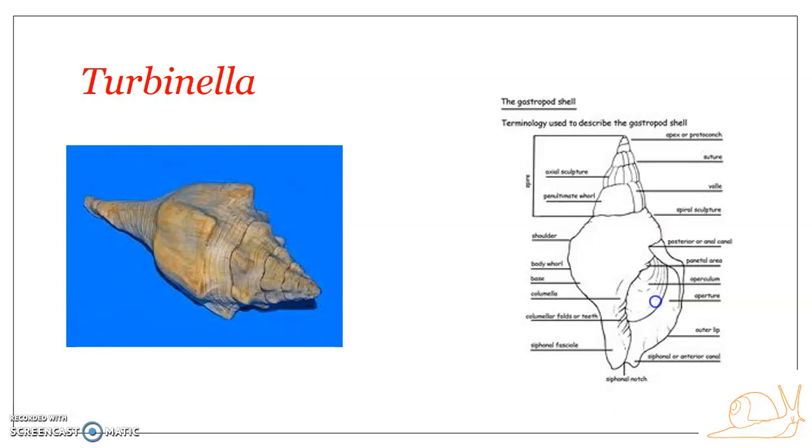The sexes here are separate, that is male and female individuals are found, and the development is indirect with very specific larval stages. In the case of Turbinella, we can see it has a trochophore larva and veliger larva. Okay, the shank shell, that is the Turbinella shell, is considered to be sacred, especially the sinistral ones.